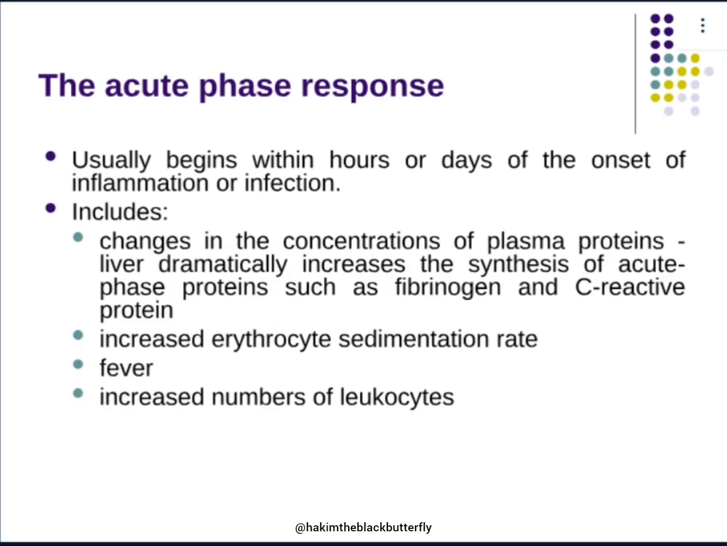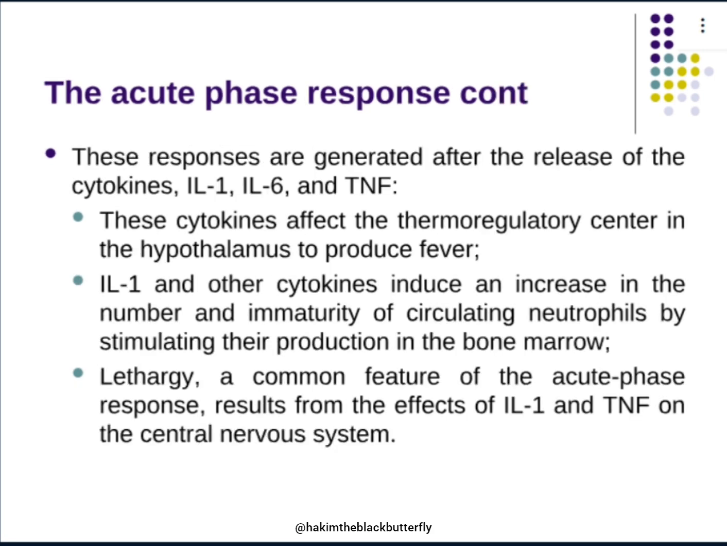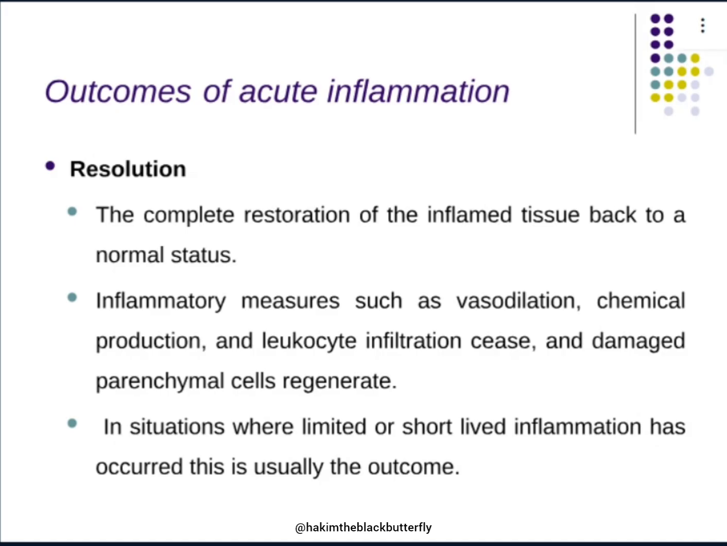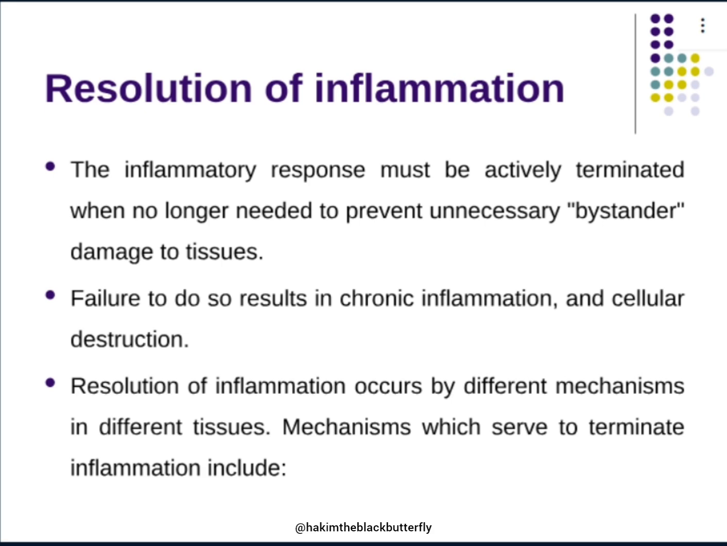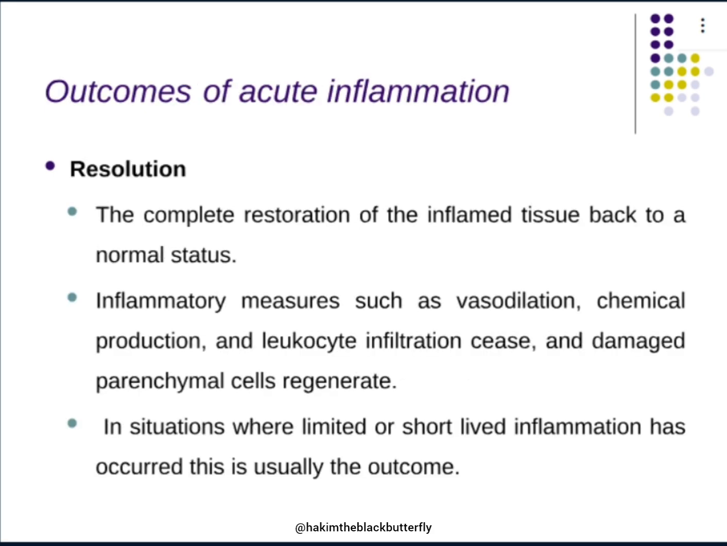But you can also get what we call systemic effects of inflammation, not the local one. So what are the clinical features of systemic inflammation? Fever, generalized body weakness. Those are systemic features of inflammation. What can happen to acute inflammation? What are the outcomes? You can get complete resolution.